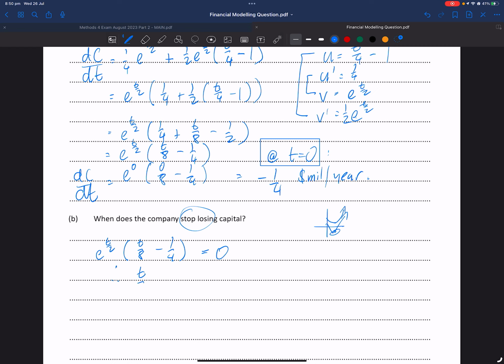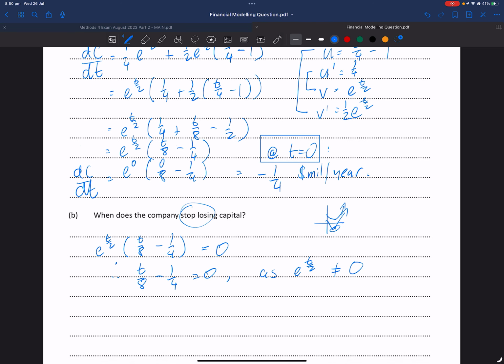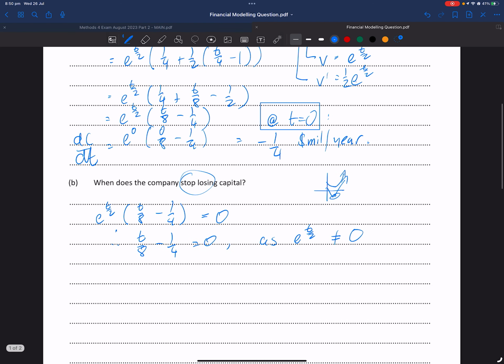Where we go from there is, because I've already got it in product form, believe it or not, we can just go straight to t over 8 minus a quarter is equal to 0, as e to the power of t over 2 is never equal to 0. We know that. There's no number that we can put in for t to get e to the power of t over 2 equal to 0. So I'm just using the null factor law, right? Which I'm now going to solve quite handily.